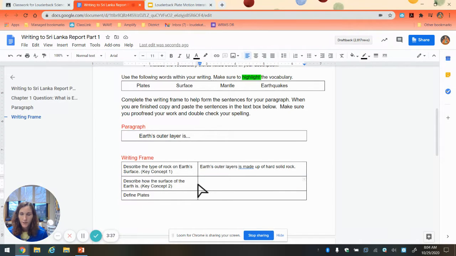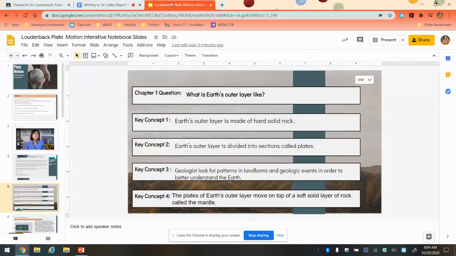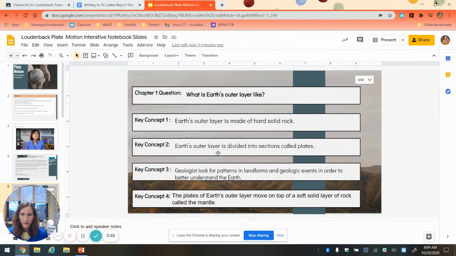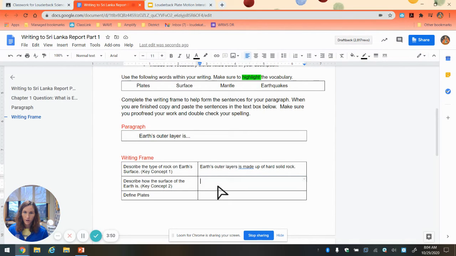Okay, then the next little sentence frame is describe how the surface of the Earth is. So I'm going to go to key concept 2. The Earth's outer layer is divided into sections called plates. So I'm going to add that into ours. But I don't want my sentence to be the same starting words. So I have here, the Earth's outer layer is made up of hard solid rock. I don't want to include that in here as well. Earth's outer layer is divided into sections. So I'm just going to start that, the surface.